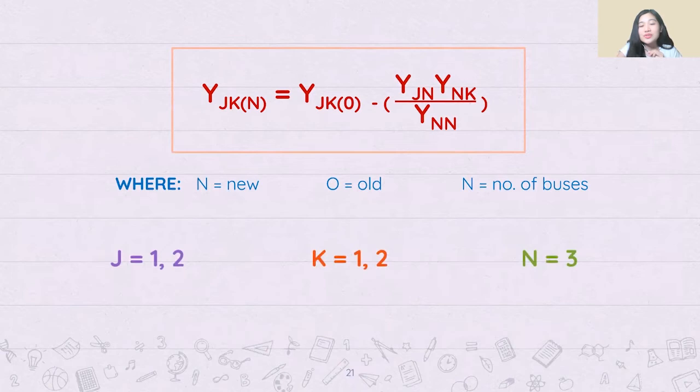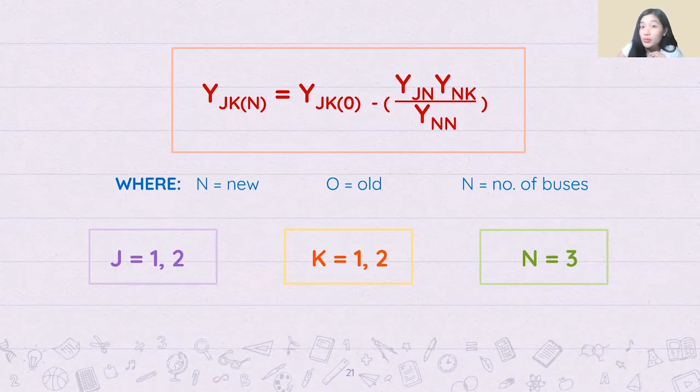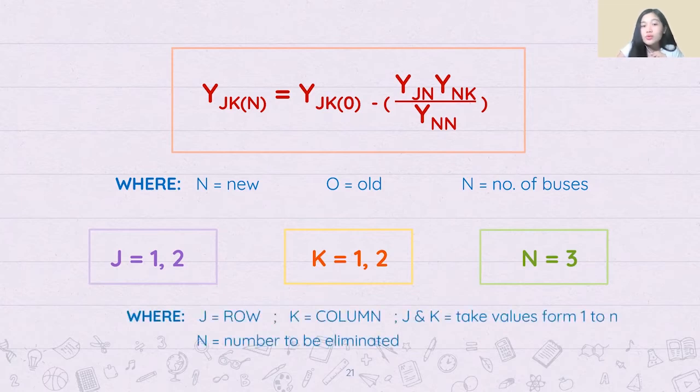And N is new, O is old, N is the number of buses. And now I will show you right away the values of J, K, and N. For J, how large is the matrix that we will solve, the one that remains? That is 2x2, right? So meaning our rows and columns are respectively 1 and 2 only. So that's J and K. J is our row and K is our column. And our N is the number of buses. Now, from 3 by 3 we will make it 2 by 2. So how many buses do we take from? 3. So that's N equals 3.